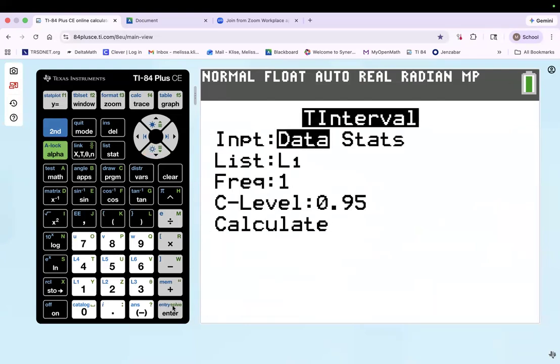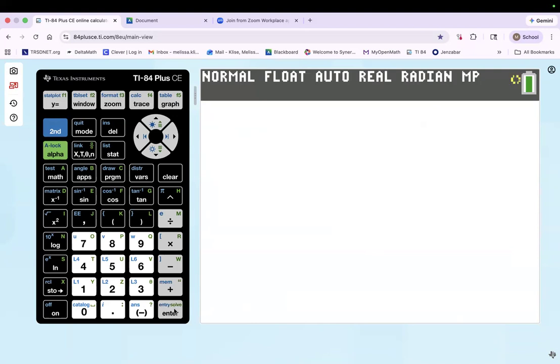Hit enter. You use data if you have a list in L1. You use stats if it gives you a mean and a standard deviation. Right now, we're going to use data. Our list is in L1. Leave frequency at 1 and put in what our confidence level is. Our confidence level is 95%. So we're good there. So data, wherever your list is, and then confidence level. Go down to calculate and hit enter.